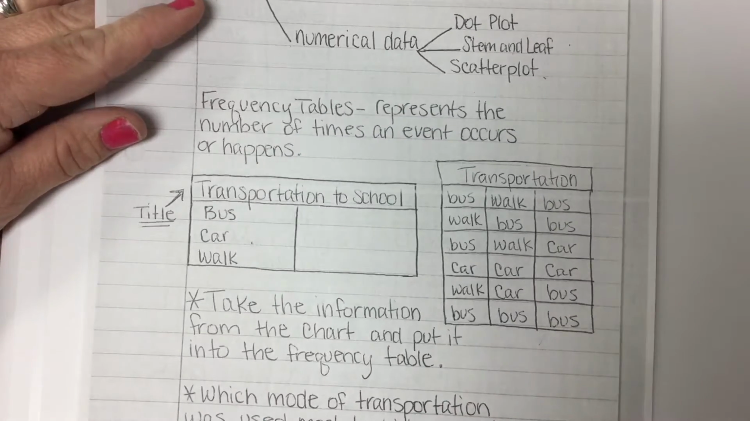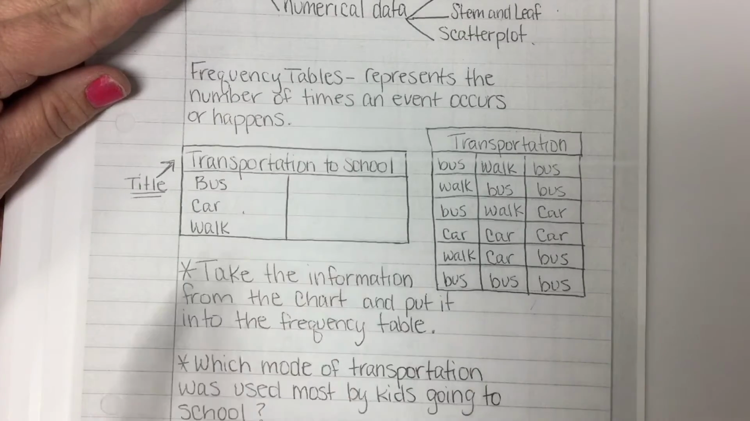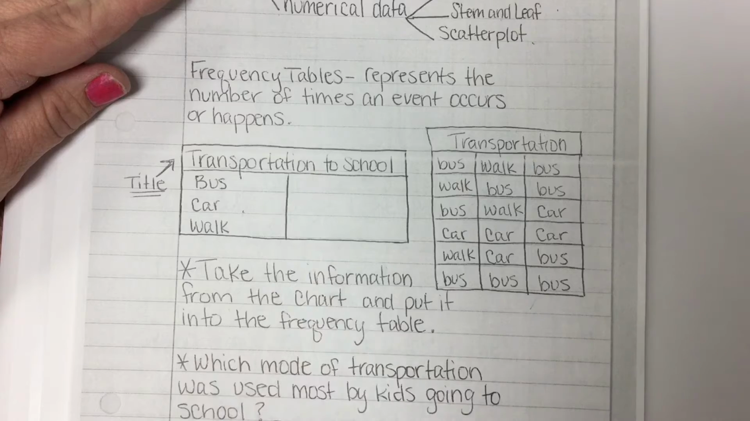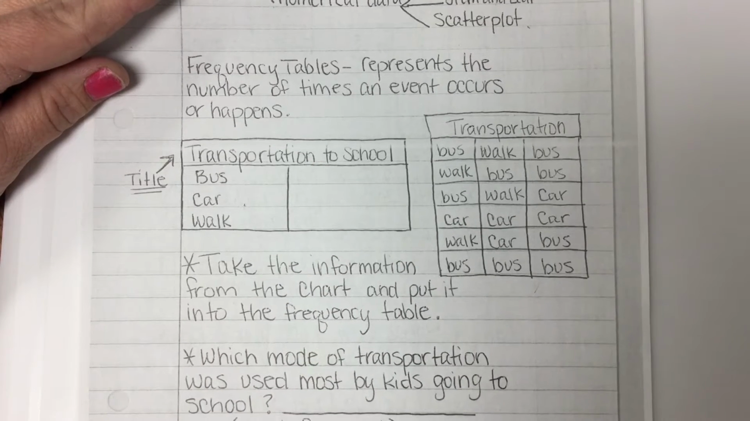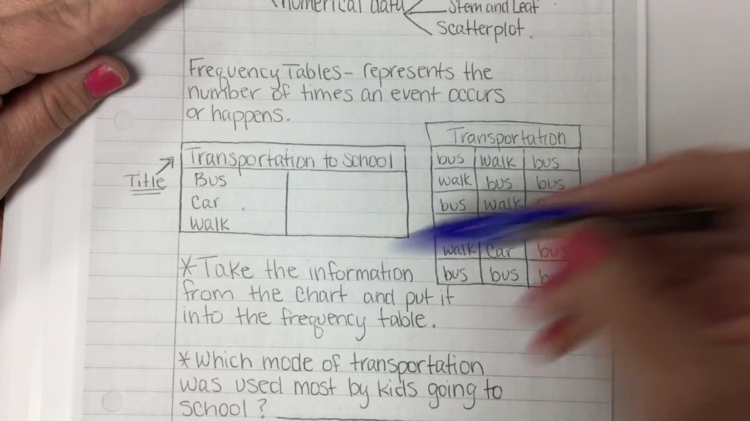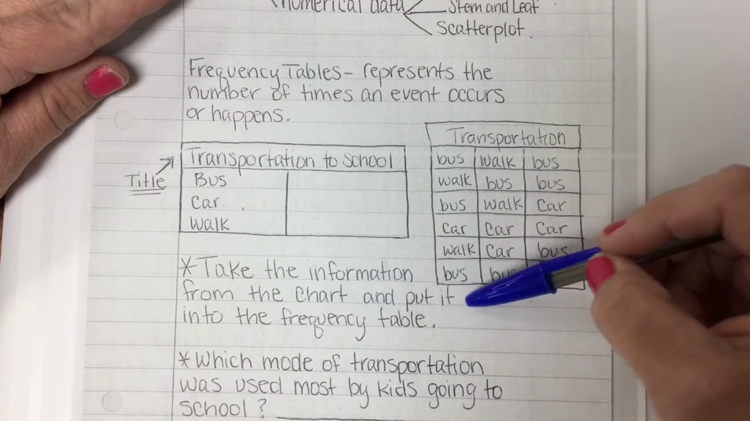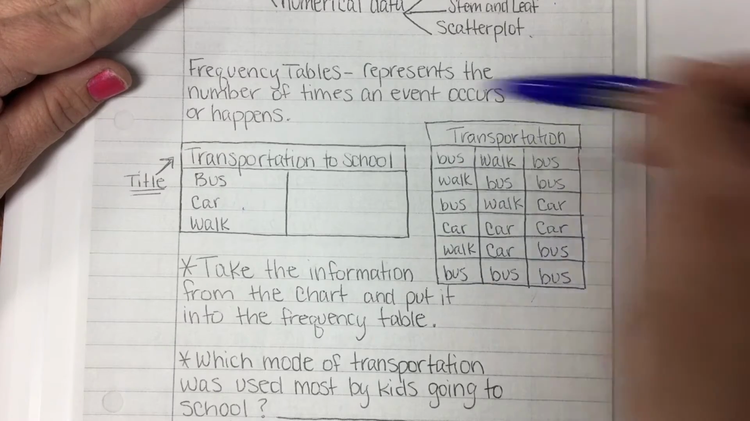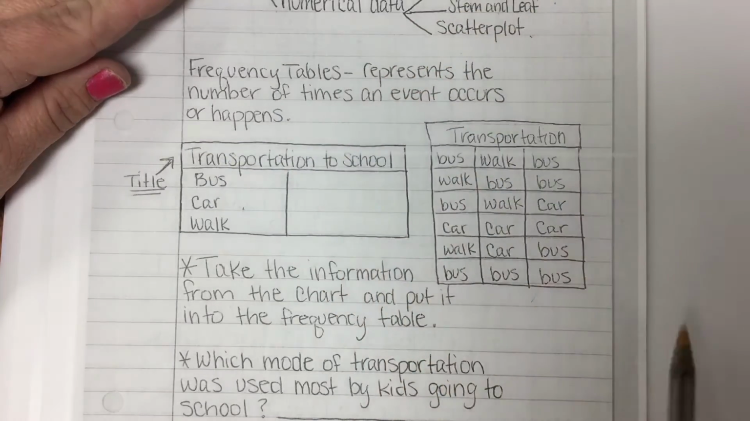We're going to start with the frequency tables. It says it represents the number of times an event occurs or happens. So a frequency table is how frequent it is, or how frequent it happens. You're going to take the information from the chart and put it into the frequency table. So here's your chart, and over here is your frequency table.